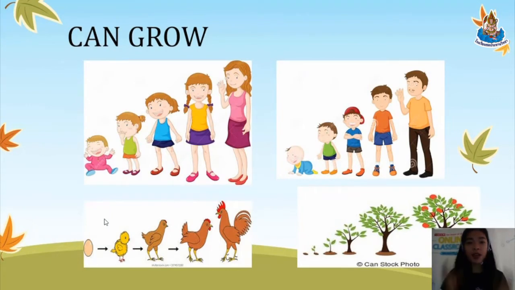So number 1, we have can grow. It means it can get bigger. So from baby to a big adult, or an egg to a big chicken, or a small plant to a big plant. So living things can grow.